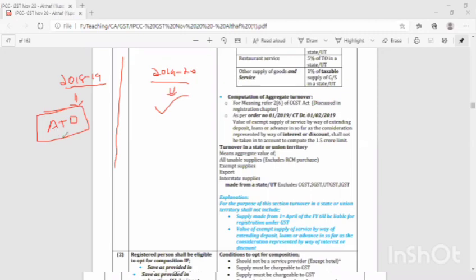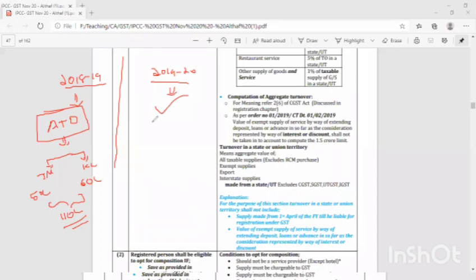What do you mean by aggregate turnover? Aggregate turnover means, for example, this person has two branches, one in Tamil Nadu, another one in Kerala. So we have to add up the entire thing. For example, Tamil Nadu has some 50 lakhs and Kerala has some 60 lakhs turnover. So aggregate turnover comes to 110 lakhs. That means he is eligible.